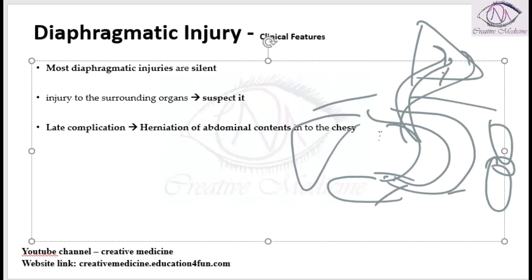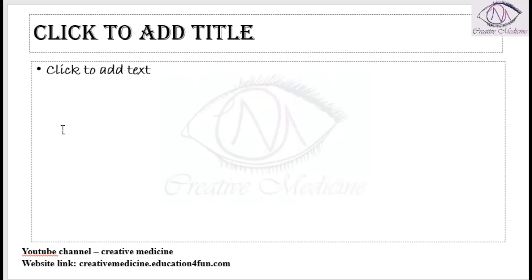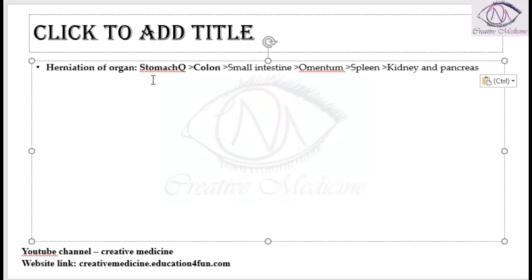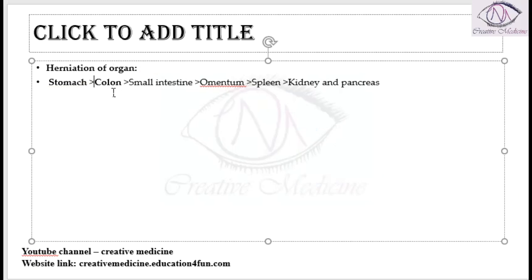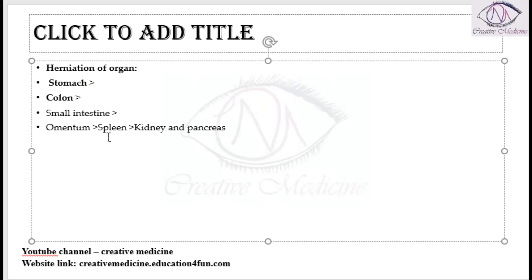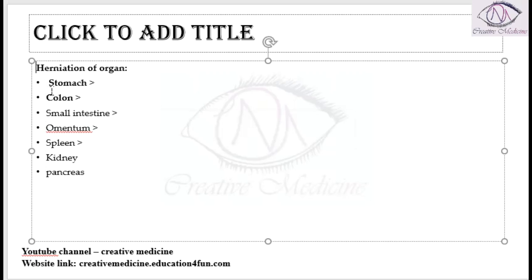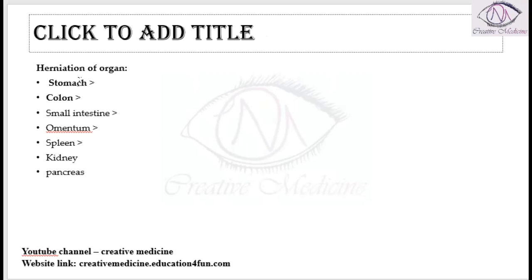What is the first organ to get herniated from the abdomen into the chest? Herniation of the organs will follow the following order. The most common organ to herniate is the stomach, followed by colon, then small intestine, then omentum, followed by spleen, kidney, and pancreas, which will herniate into the thorax. So first and foremost herniated is the stomach, followed by colon, small intestine, omentum, spleen, kidney, and pancreas.